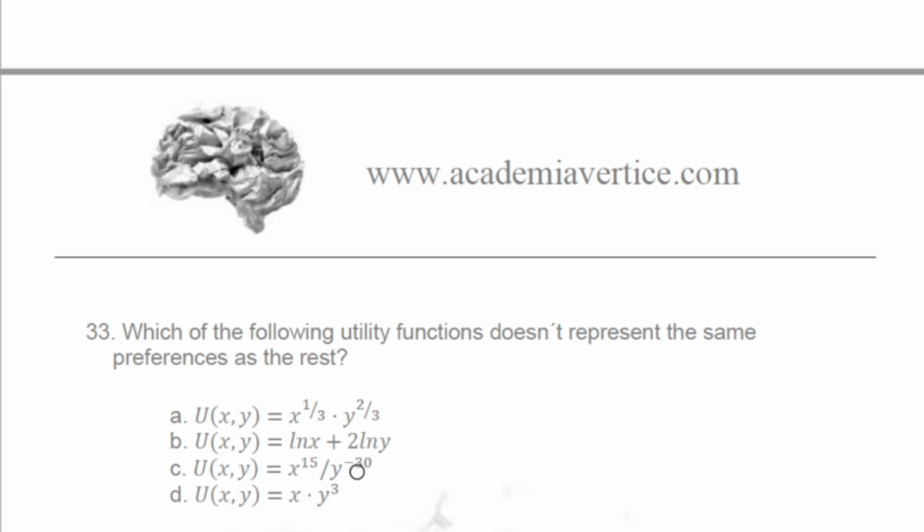If we look at C, here y is in the denominator, but it has a negative exponent, so I could write it multiplying with positive exponents: x to the 15 times y to the 30. So the exponent of y is double the exponent of x. So it's the same preferences as A and B. So the false one is D, because this consumer likes to spend 3/4 of his income on good X.